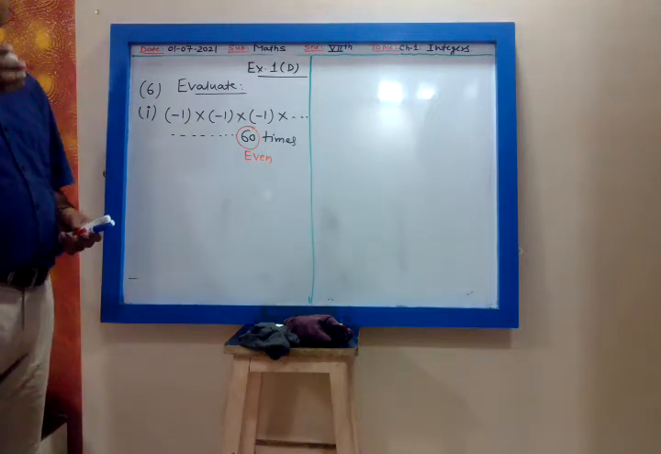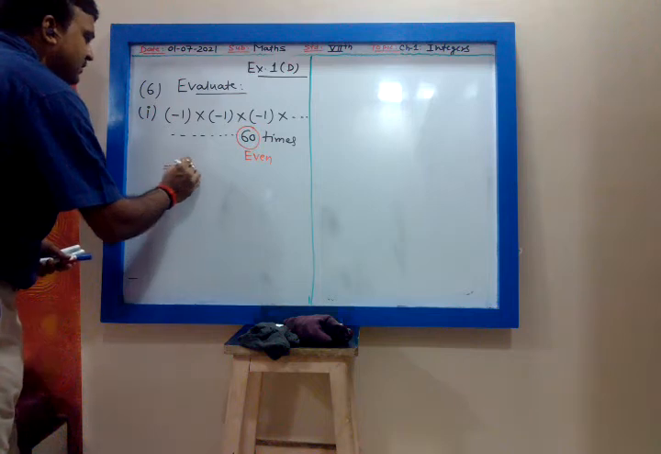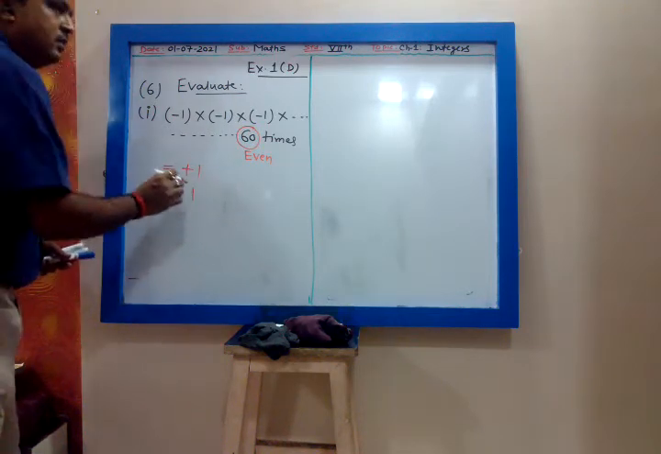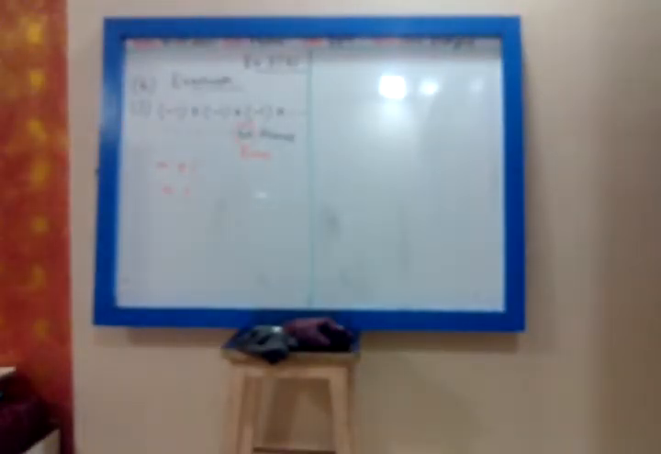So whenever minus sign is multiplied even number of times, the answer is plus 1, or simply you can write 1. So whenever minus sign is multiplied even number of times, the answer is plus 1.